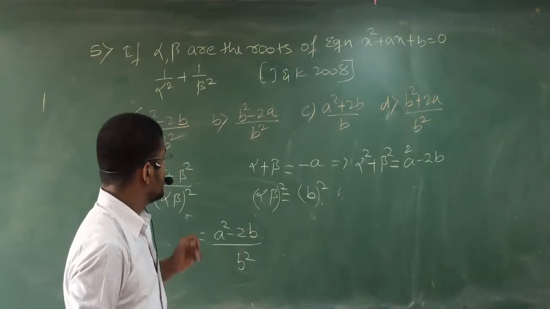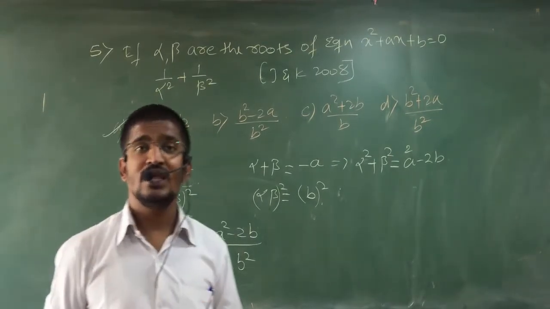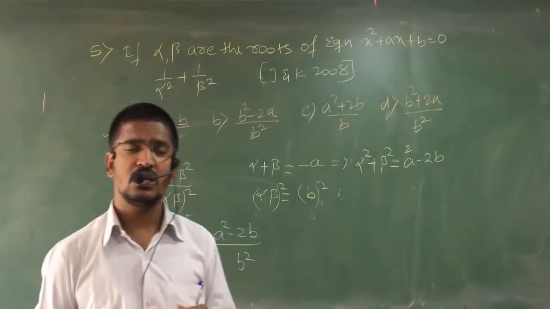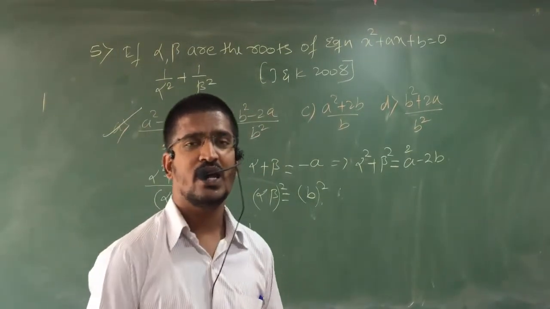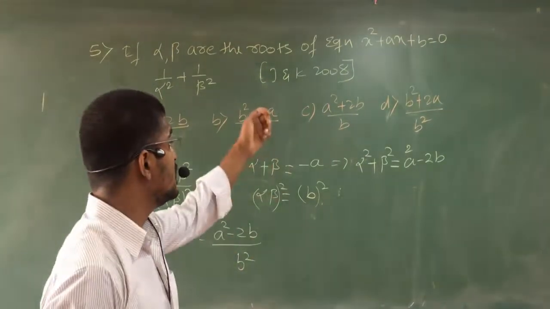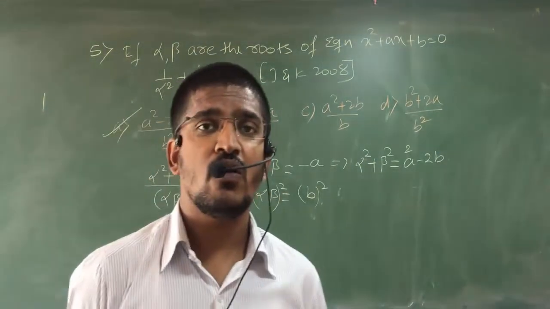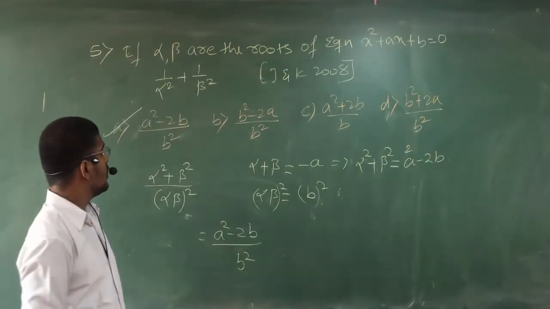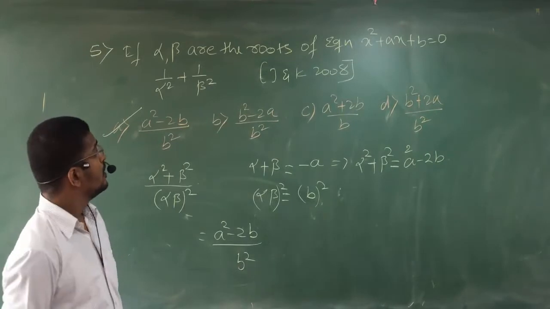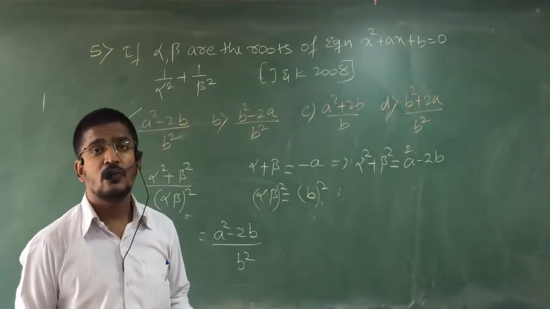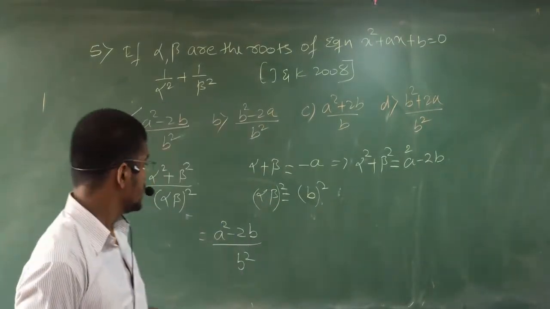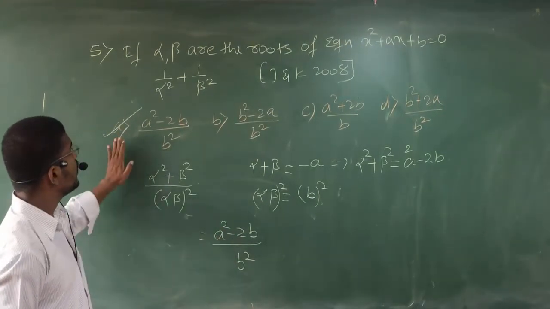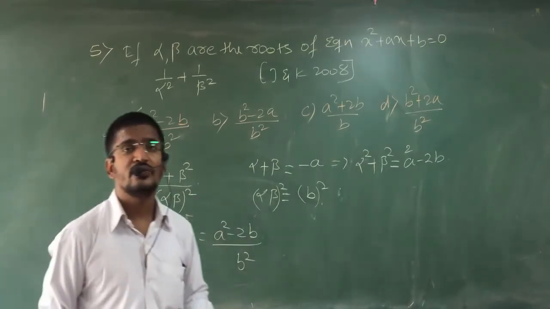See, in the previous problem, the answer was very lengthy. There were no shortcuts, but you can skip the steps in exams. Don't write in detail. I wrote everything in detail, but in exams there is no need of writing all those things in detail, no problem. But this problem is very small and very simple. Again, it was asked in one of the exams, no problem. Therefore, your answer is a square minus 2b divided by b square. Option A for your fifth question.